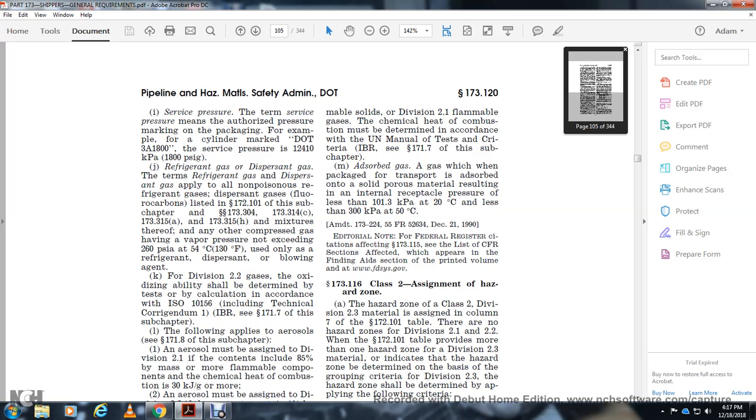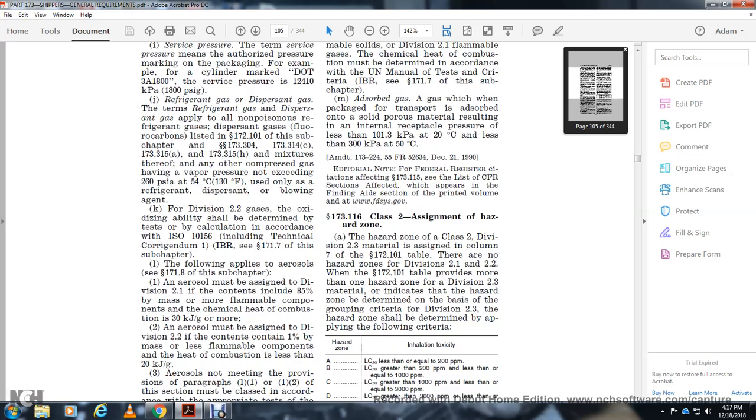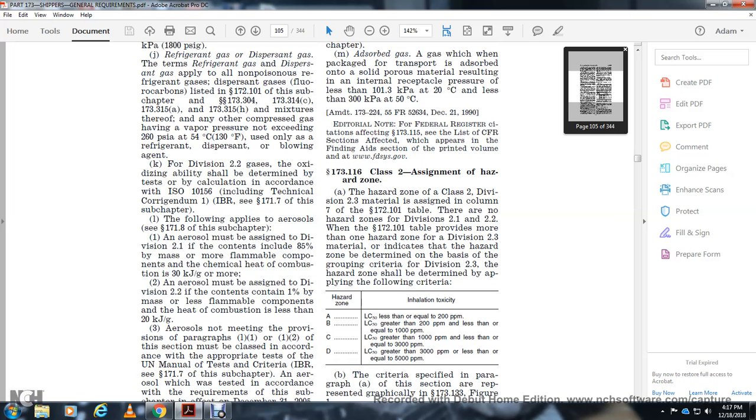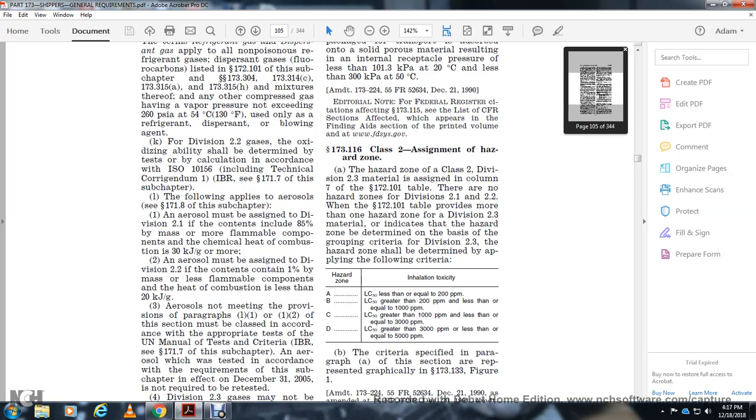The subchapter aerosols must meet the Division 2 contents, including 85% of the more flammable components with a chemical heat of combustion of 30 kilojoules a gram, or an aerosol must be assigned within 2% of the less flammable components with a heat of combustion less than 28 kilojoules a gram. Aerosols not meeting the provision in paragraph (b)(2) of this section are classified in accordance with the appropriate test of the UN Manual of Tests and Criteria.